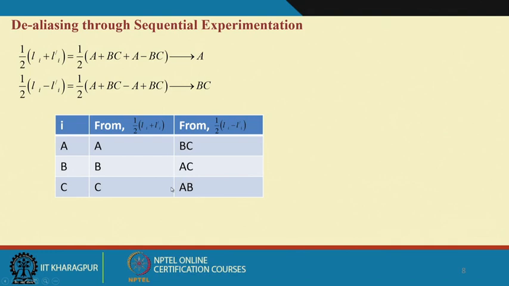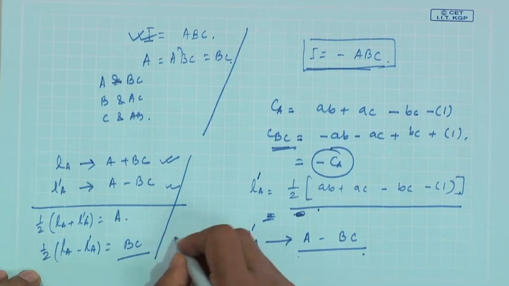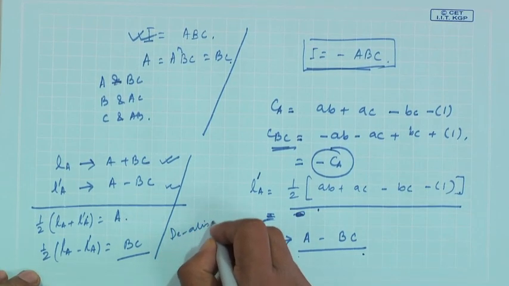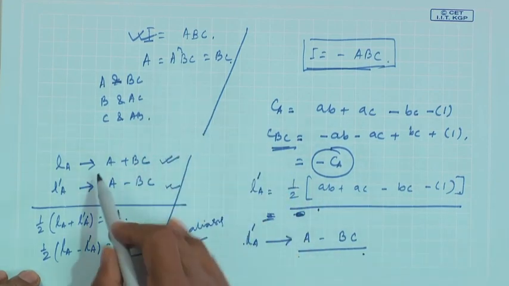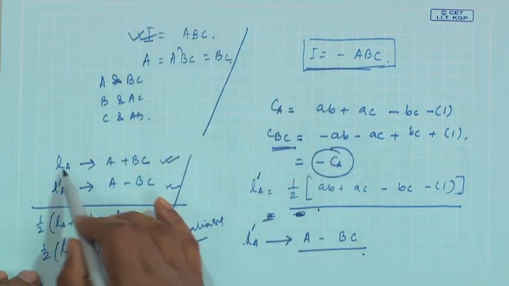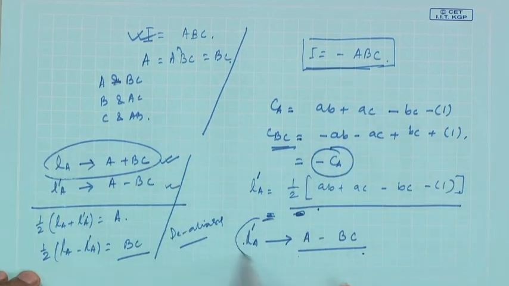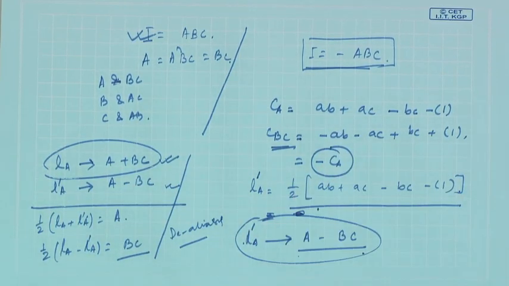So, this concept is known as de-aliasing. When you use one half, you get the aliased estimate like this or like this. In order to de-alias, you need to have the other fraction also when it is a half fraction. When it is a 1/4 fraction, you require more.